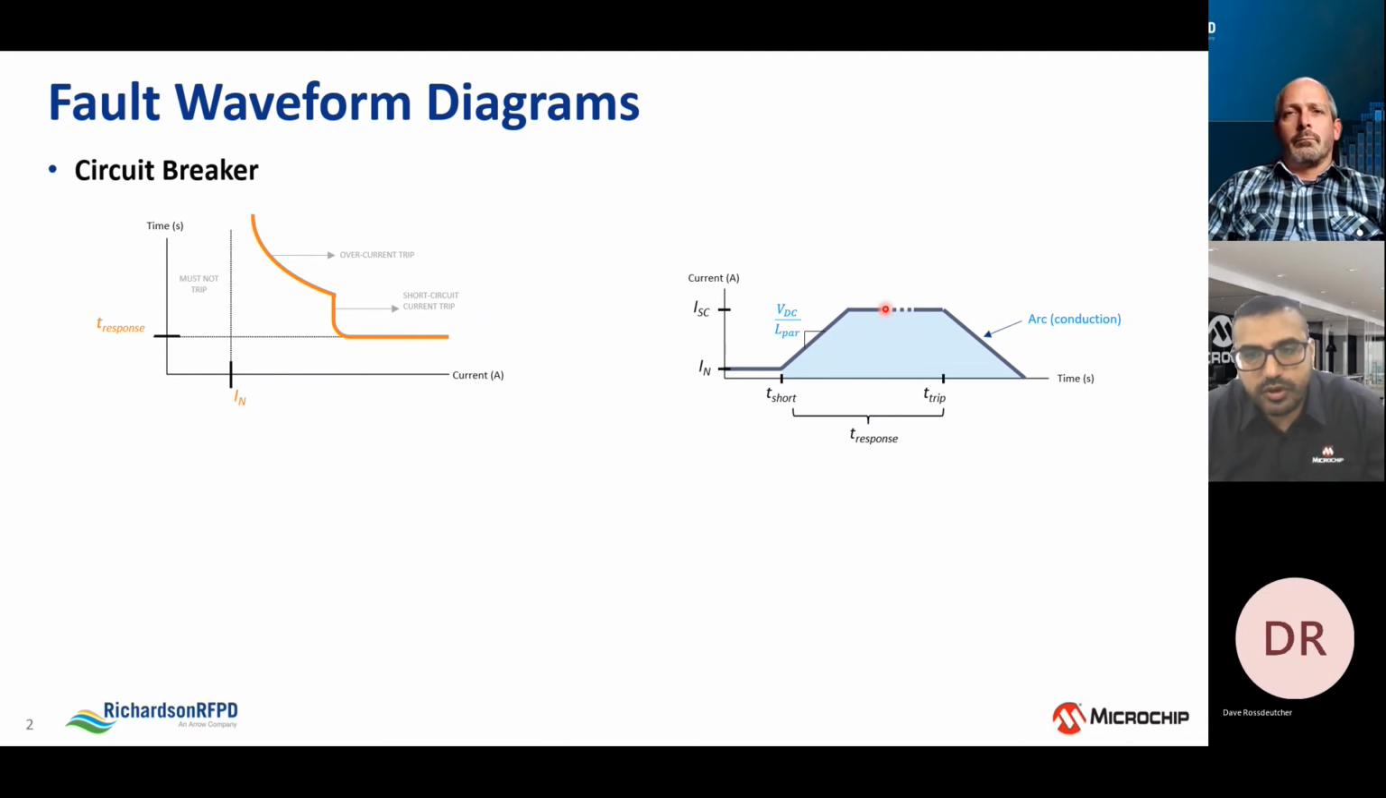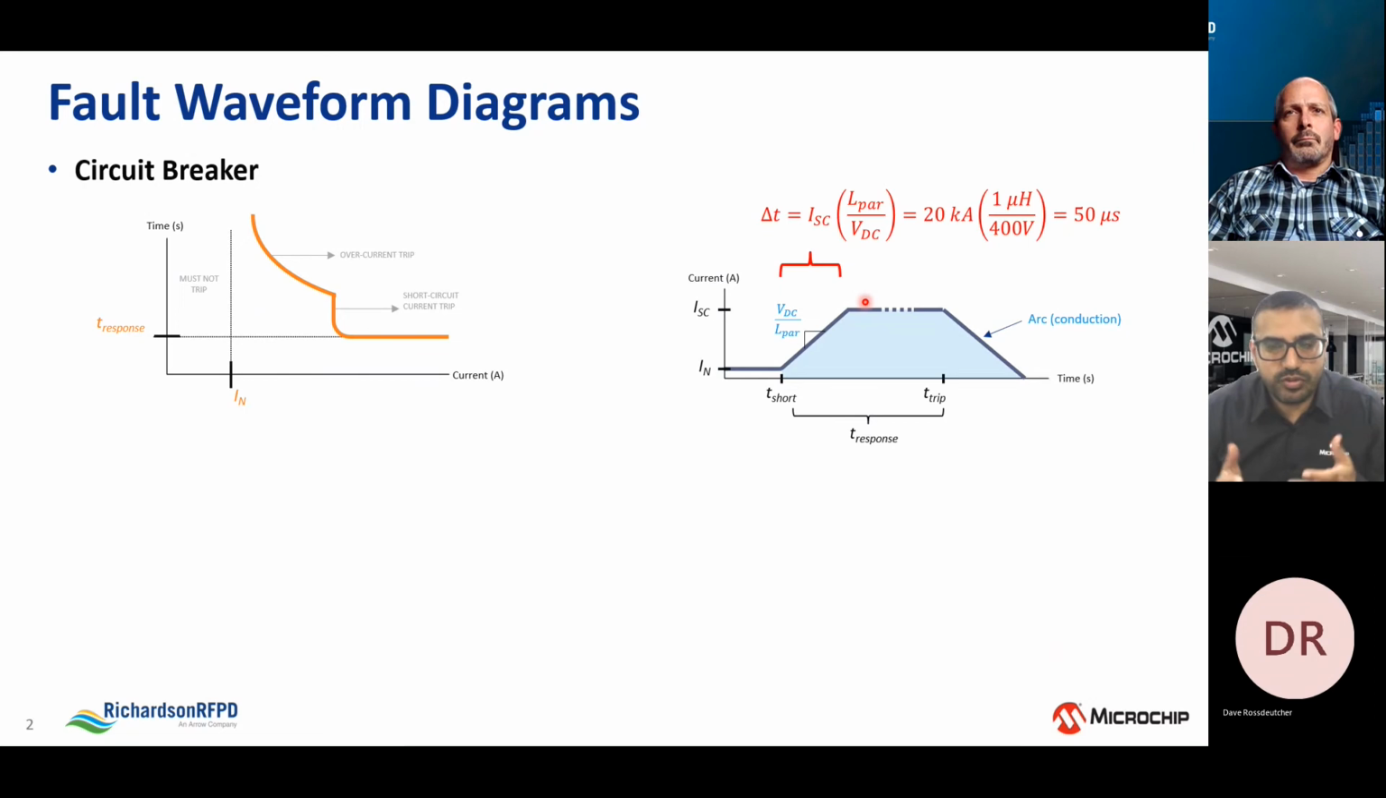Another thing to point out is the current will rise up at a rate of the supply voltage over the inductance. In this one example, we're showing that it could reach 20,000 amps within 50 microseconds, assuming a bus inductance or source inductance of a microhenry and 400 volts bus voltage. So this is just a typical example of a conventional circuit breaker.